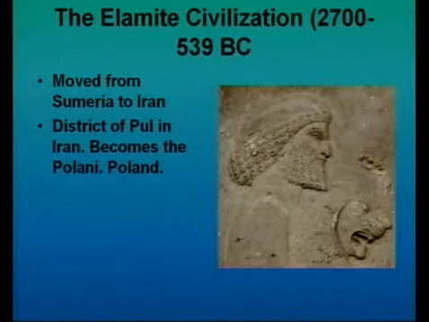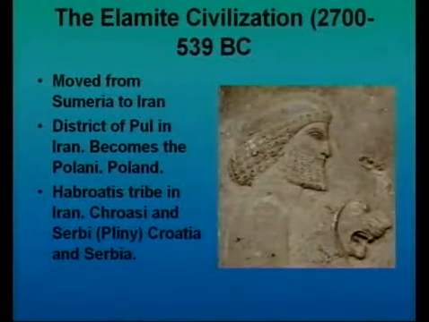One of the districts in Iran was known as Pul. We have records of that. And a tribe came out of that called the Puls, or the Palani, which eventually became known as the Palani. They went westwards with a bunch of other tribes and founded what is now, of course, called Poland. There were other tribes in Iran at the time, the Habarites, and Croatia and Serbia moved westward and founded what we now know as Croatia and Serbia.